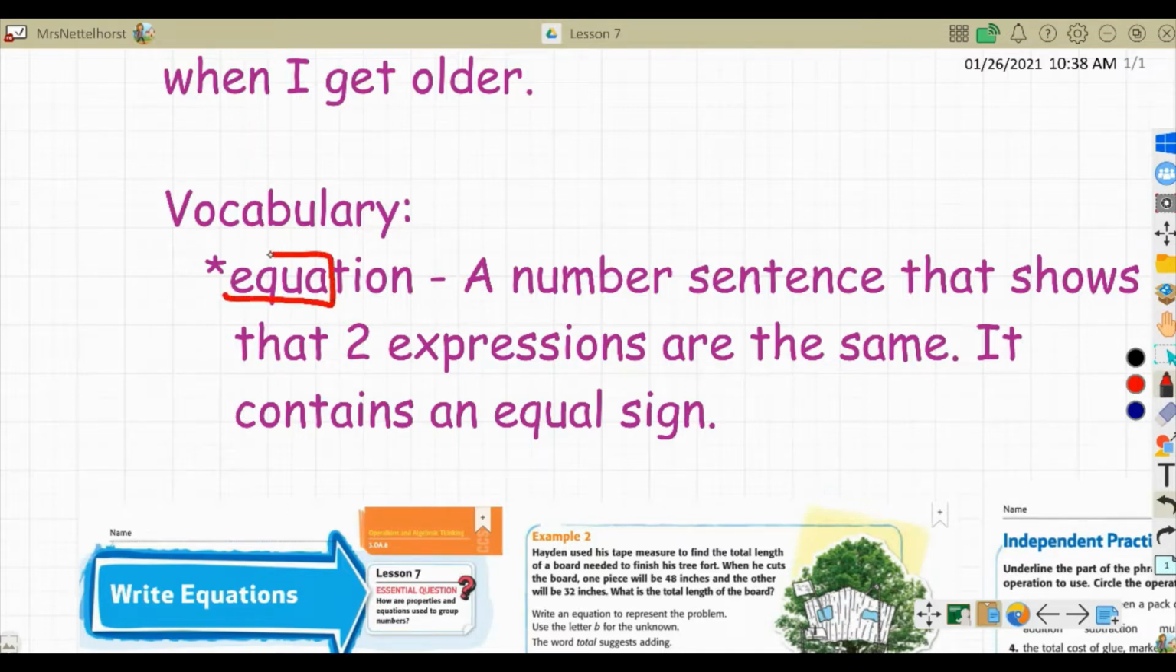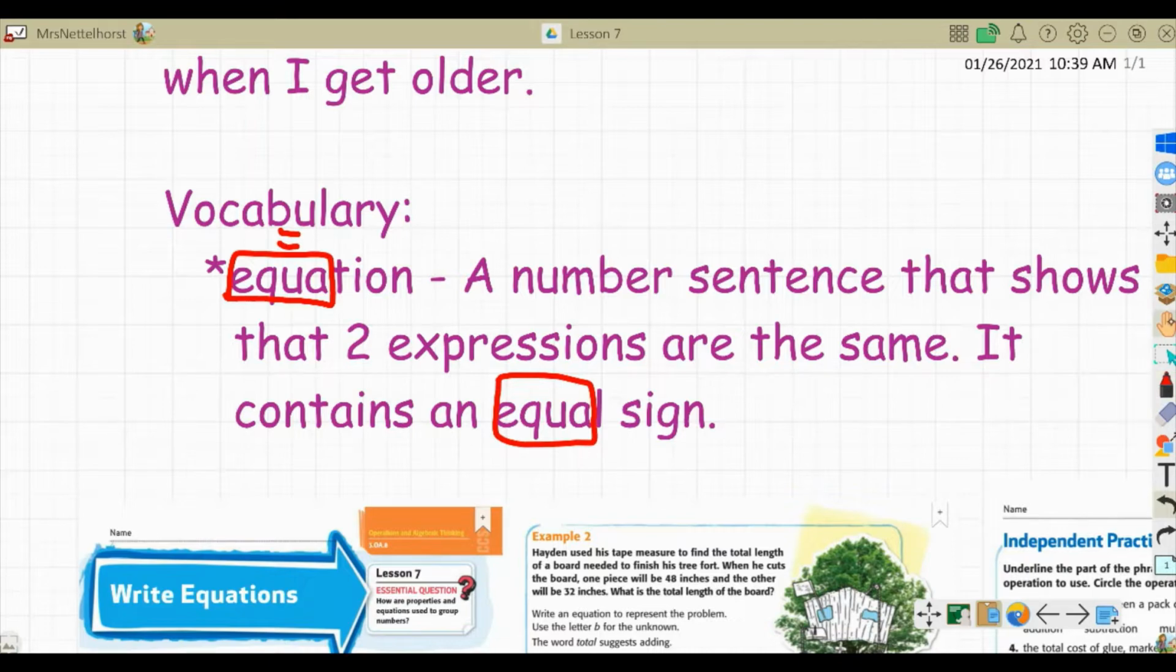See, equation, equal. Here's equal. So when you see equation, you can think equal. It has to have an equal sign, and it means that two expressions are the same or they are equal. Remember that the equal sign says "is the same as," not "here comes the answer."